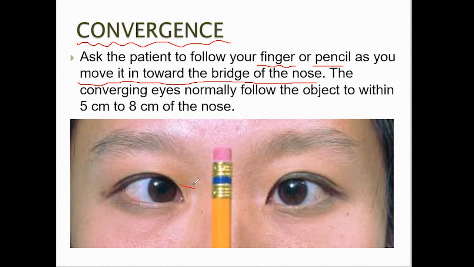Both side eyeballs move to the center as the object gets closer. Like I'm moving far away, then gradually I'm moving more close to me. My eyeball can follow. And finally, if I can reach 5 centimeters to 8 centimeters from the nose, I still can follow. That means normal. So that's the test for the convergence.